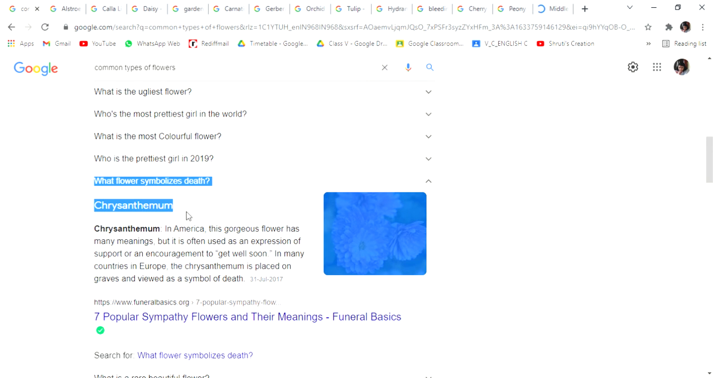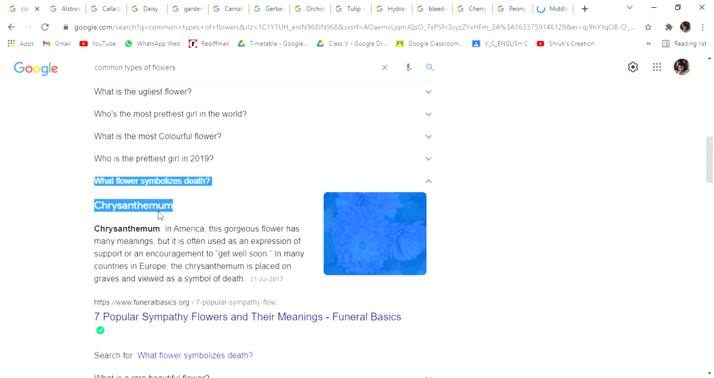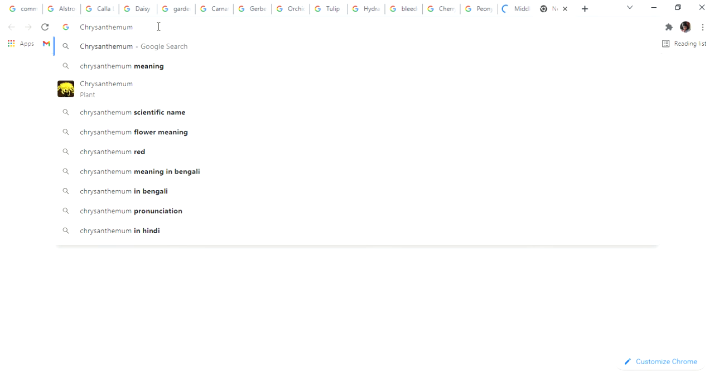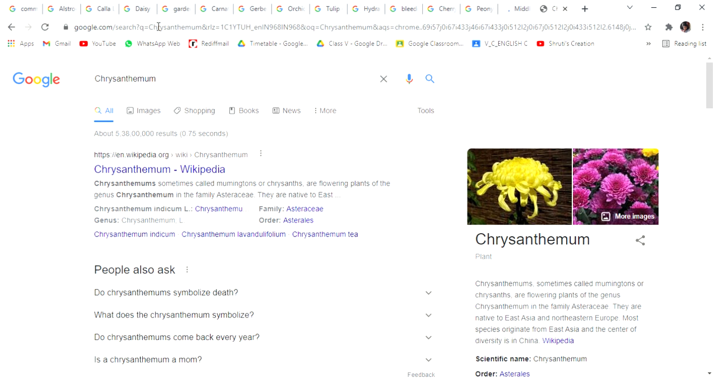symbolizes red, and the flower, wait, not red, death. It's called, wait, there's a problem here, wait, here it is called chrysanthemum. Okay, chrysanthemum is really good looking, but even though it's good looking, they also symbolize death. Okay, symbolize death.